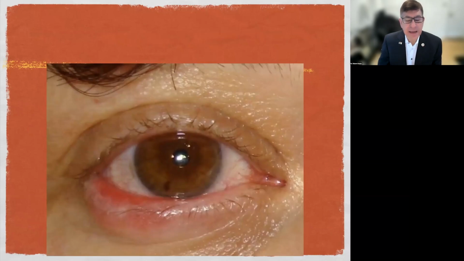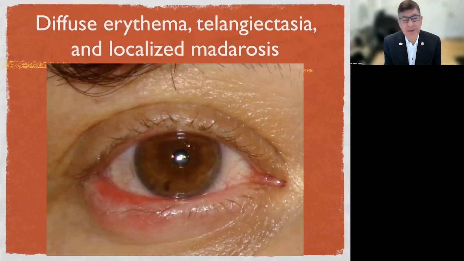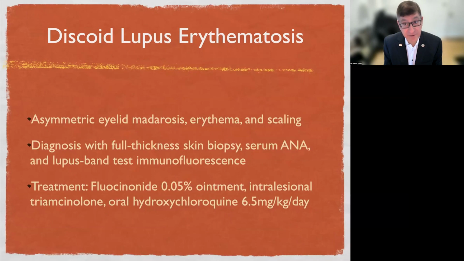How about this one? How would you describe this eyelid? Take a few seconds. I described this as diffuse erythema, telangiectasia, and localized madarosis. It's important to notice that the lashes are missing in the outer part of this lower eyelid. This is discoid lupus erythematosus, which has commonly asymmetric eyelid madarosis, erythema, and scaling. The diagnosis is made with the full thickness skin biopsy. You can get serum ANA and lupus band test immunofluorescence. The treatment is topical steroid ointment or intralesional steroid together possibly with oral hydroxychloroquine.